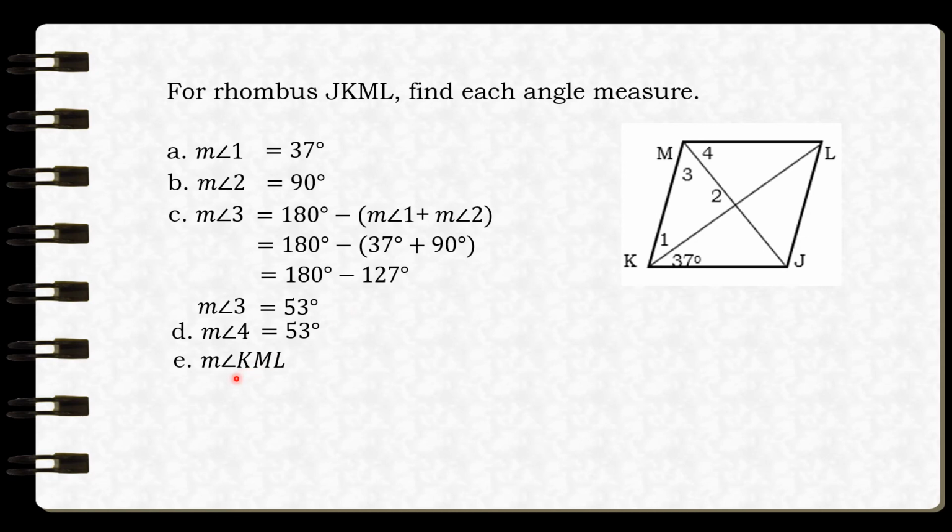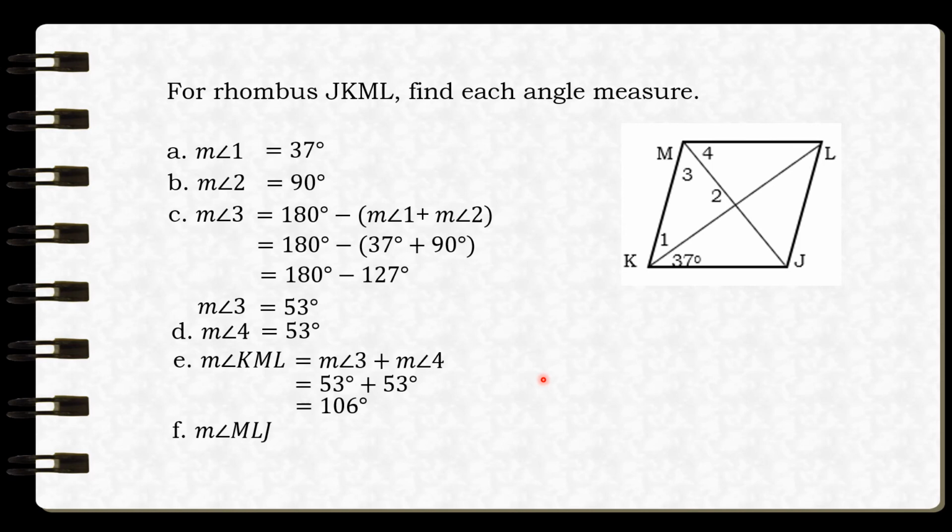What is the measurement of angle KML? This is KML. As you can see here, the measurement of angle KML is just the sum of the measures of angles 3 and 4. So the measurement of angles 3 and 4 is just equal to 53 plus 53, or simply 106 degrees.